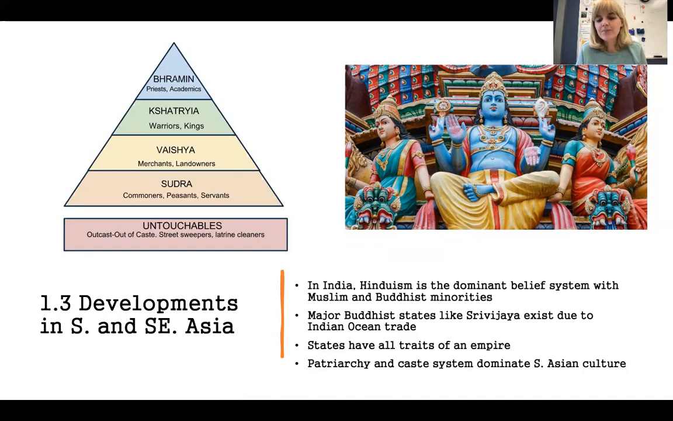So in India, Hinduism is practiced. All right, Hinduism is not monotheistic. In fact, Hinduism has multiple gods, thousands of gods, in fact. Okay, and it is the dominant belief system throughout South and Southeast Asia. Okay, Hinduism comes specifically from India, but it has spread. All right, before our AP World History curriculum, Hinduism has spread into Southeast Asia. But in both South and Southeast Asia, there are minorities of Muslims and Buddhists.